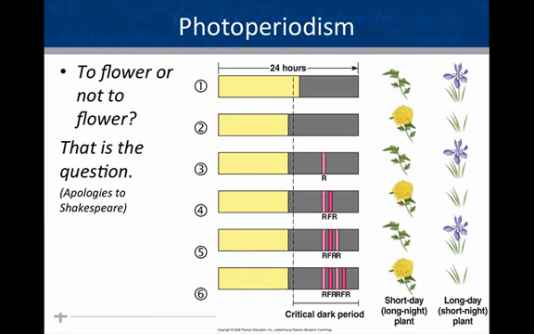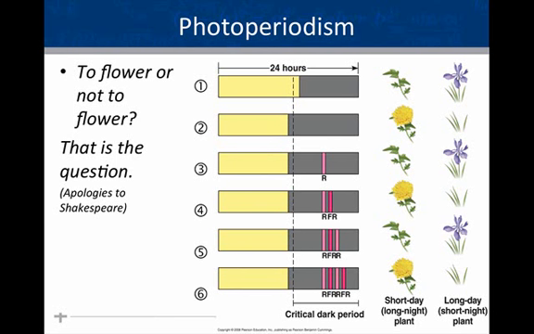Now let's see what happens at number 4. Again, the plants actually experience less day than night, but the plants experience a flash of red light followed by a flash of far red light, which cancels the effect of the red light. Thus, the short day, long night plant blooms, and the long day, short night plant does not, as expected, right?